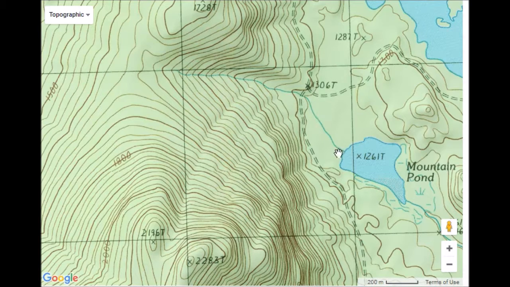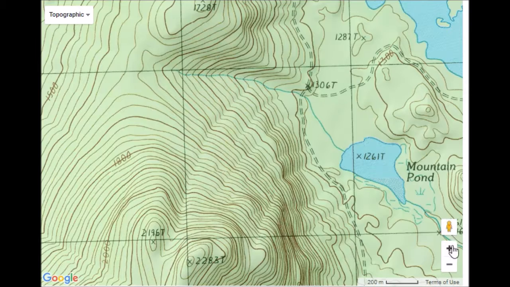For example, if we were to look at this brook, we can tell, based on the contour lines, which direction the water is flowing, because contour lines will always point upstream. So if we look at these contour lines, we can see they're forming a V shape in this direction. So that means that this is the beginning of the stream, and it flows downhill and into Mountain Pond. So this is an inlet to Mountain Pond.